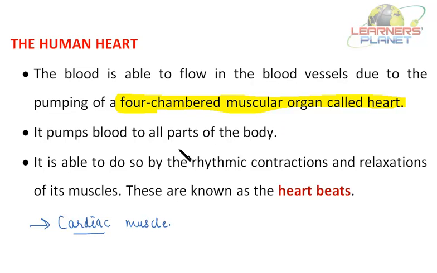Besides this, it pumps blood to all the parts of the body, and it is able to do so by the rhythmic contractions and relaxations of its muscles. These rhythmic contractions and relaxations are known as the heartbeats. So it is basically pumping the blood to all the parts of the body, and it is made up of a special kind of muscle known as cardiac muscle that works involuntarily. Involuntarily means without ordering. Without ordering means it will work automatically.